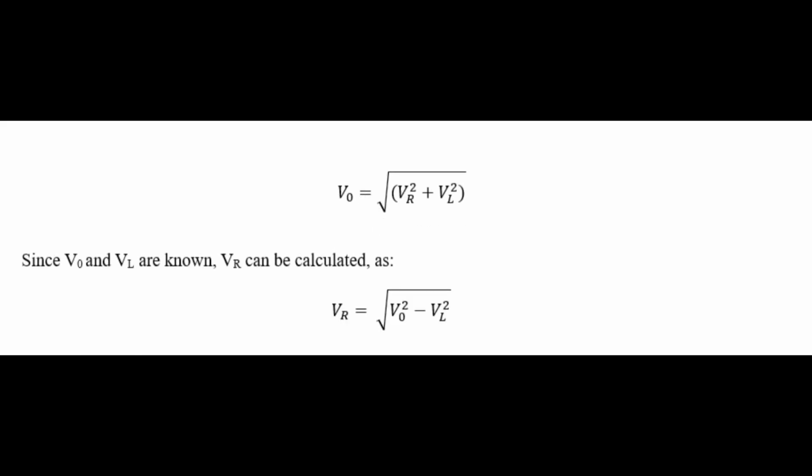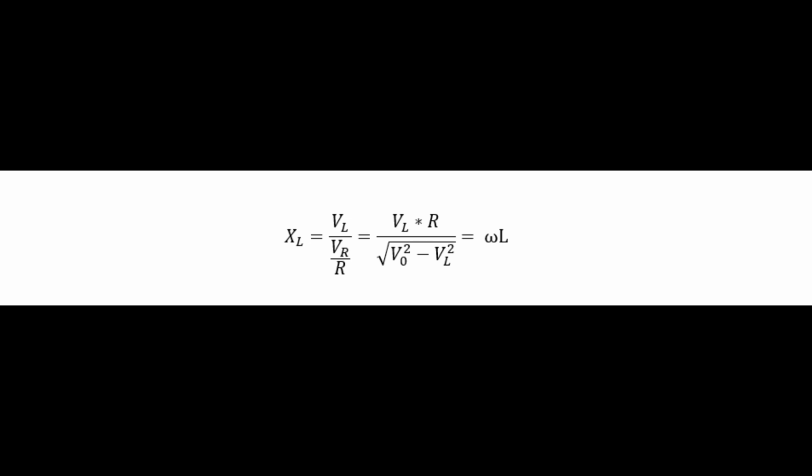For this, I will use the Pythagorean theorem since there is a phase shift of 90 degrees between the AC power supply voltage and the inductor's voltage. After finding the resistor voltage, we can find the current flowing through the circuit using Ohm's law. Now that we can write the current in terms of known values, we can go back to the formula for inductive reactance. To find L, we divide the equation by omega, and since we know the frequency of the voltage supply, we obtain the following result.